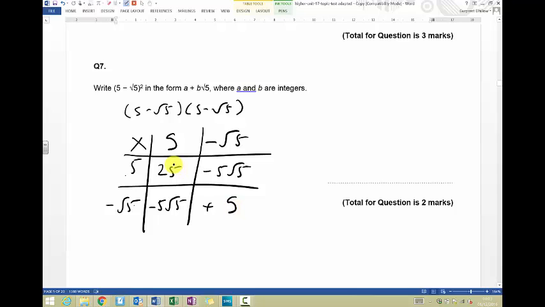Collect like terms. Well, there's like terms in this diagonal. 25 plus 5 is 30. There's like terms in this diagonal. Minus 5 root 5 minus 5 root 5. So that's like minus 5x minus 5x, which would be minus 10x. So here it's going to be minus 10 root 5.